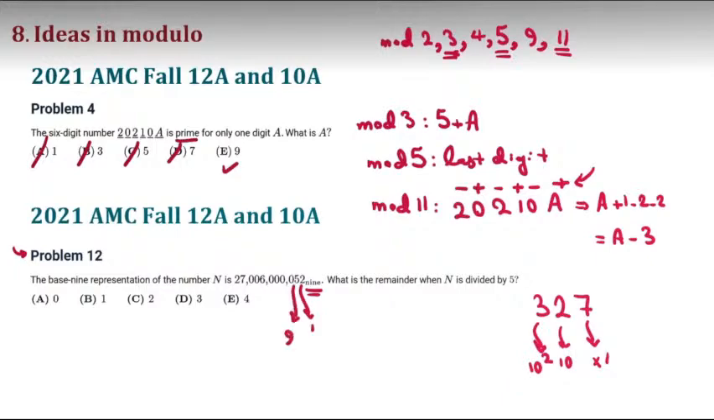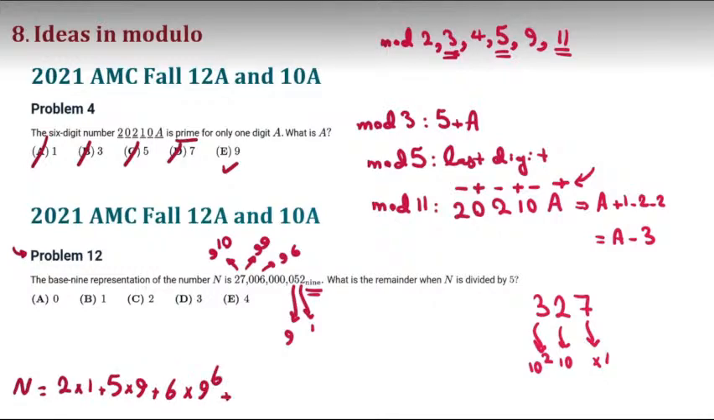But because zeros are not important, you say 2, 3, 4, 5, 6. You multiply it by 9 to the 6, 7, 8, 9, 9 to the 9, and 2, 9 to the 10. So this number, let me write it as n equal to 2 times 1 plus 5 times 9 plus 6 times 9 to the 6 plus 7 times 9 to the 9 plus 2 times 9 to the 10.